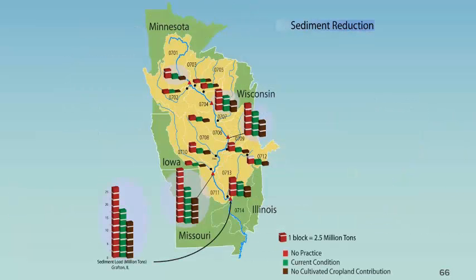So I'm going to just present a few slides from the CEAP output or CEAP reports for the Upper Mississippi. Okay, so this is the Upper Mississippi River Basin. As you can see, the states: Minnesota, Wisconsin, Iowa, Illinois, and Missouri. And the bar graph that you're seeing here is the output of the calibrated model of what would happen if you did not have any practices on the ground. That's what all those red bars show. Each block is equal to 2.5 million tons of sediment.